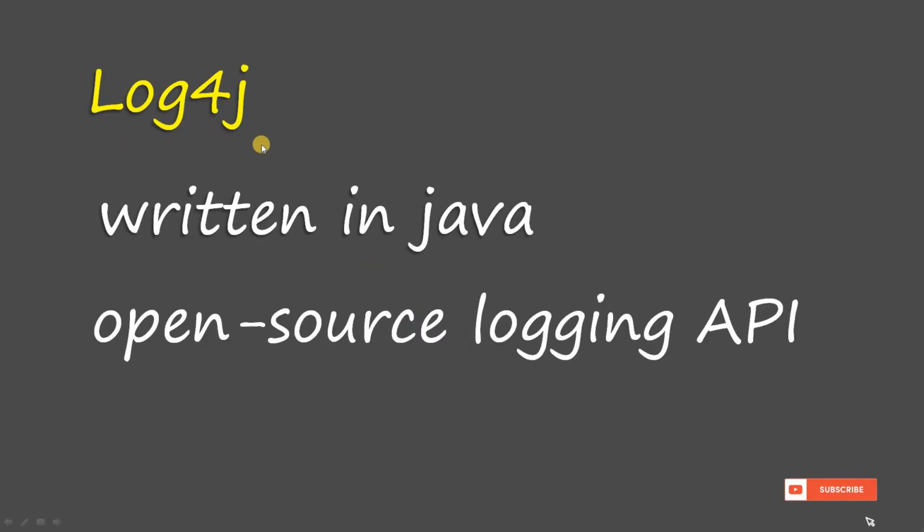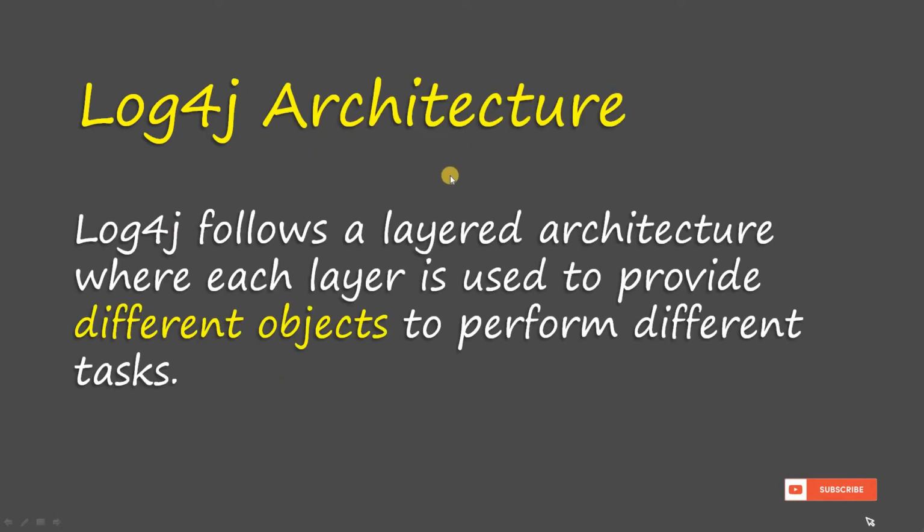Now guys, Log4j is a Java library and it is written in Java only. It is open source as well. Log4j architecture: Log4j follows a layered architecture. Basically there are three layers and each layer is used to provide different objects to perform different tasks. We'll talk about all three layers in this video.